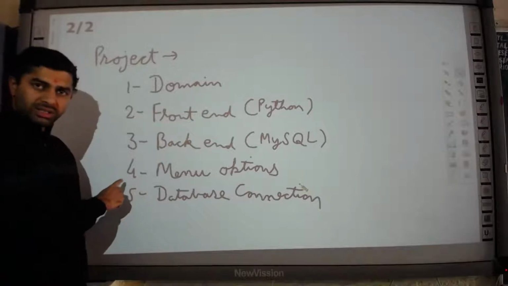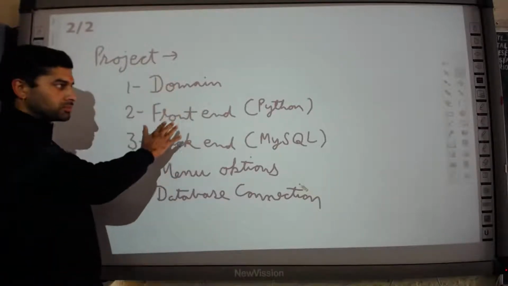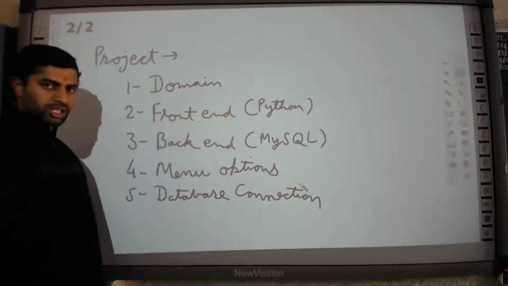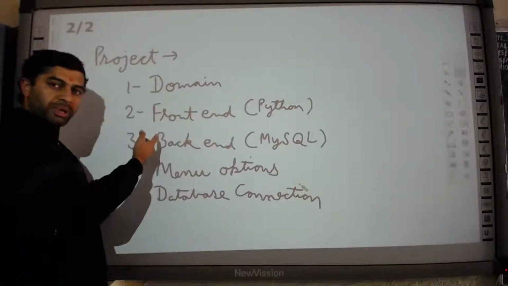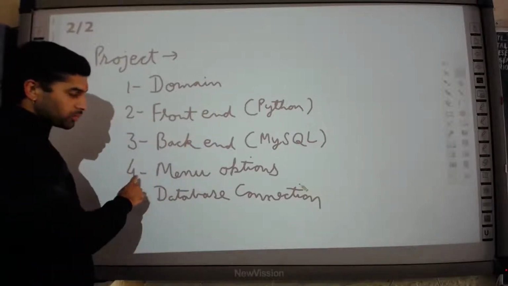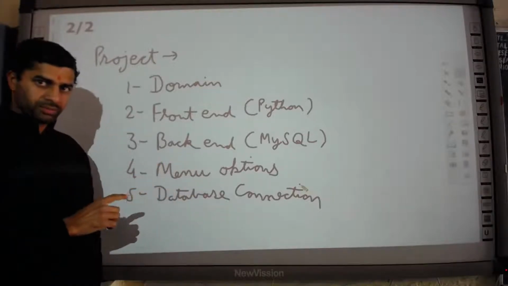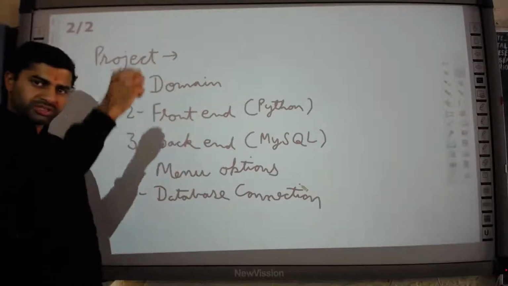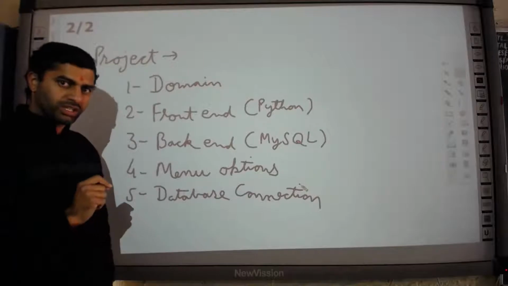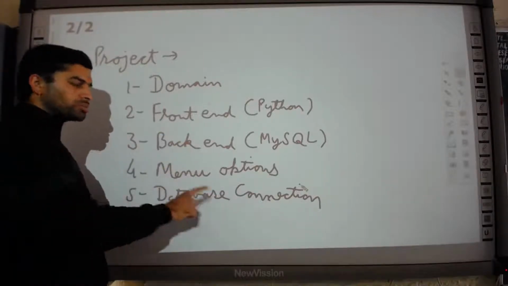These four parts are the theoretical part where you have to just conceptualize your domain, your front end, that will be Python as per your syllabus, and your back end, that is your database, that will be MySQL. Fourth, you decide in your mind the menu options and you draw those menu options on a piece of paper so that you do not forget them, and you also decide the sub menus under those menus if required.